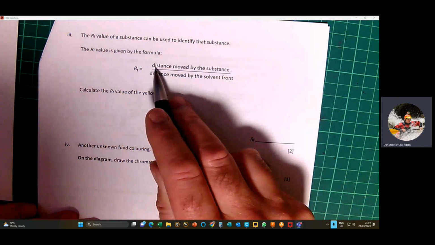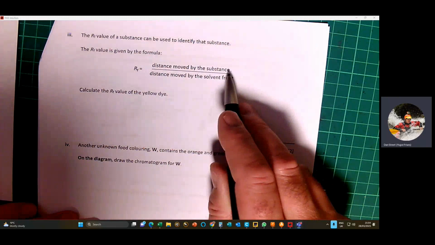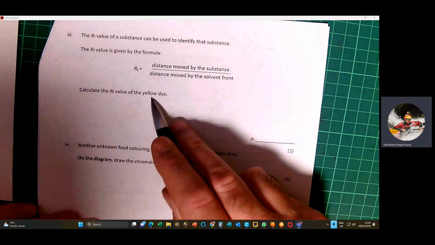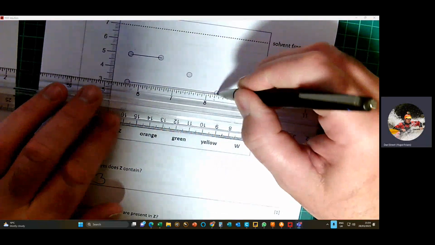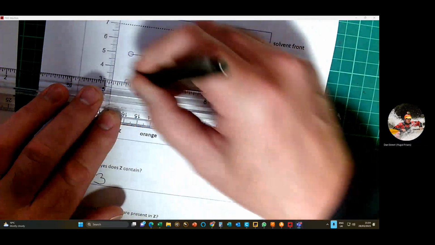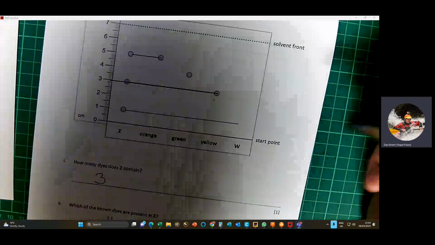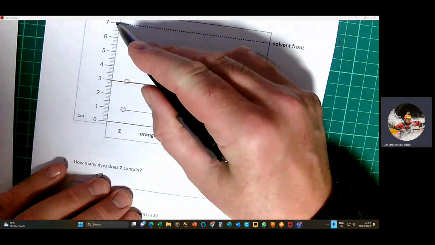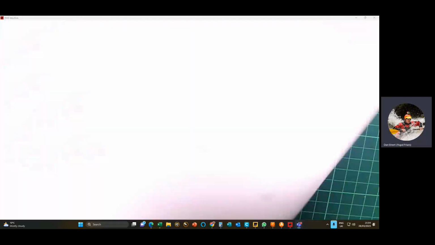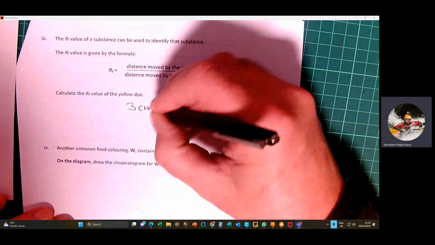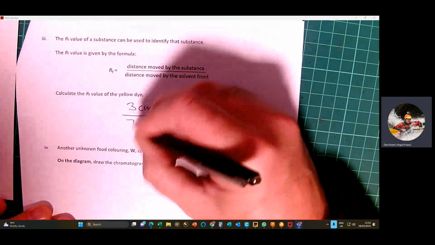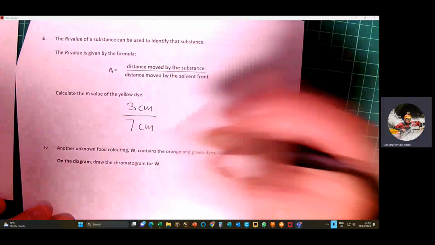Okay, so the first thing we need to find is the distance moved by the substance, and in this case the substance is the yellow dye. So if we have a look back at the question, we can see that the yellow dye, and if we just continue that line across to the scale, has moved 3 centimeters. The solvent front, we can see, has moved 7 centimeters. Okay, so that will be 3 centimeters divided by 7 centimeters.